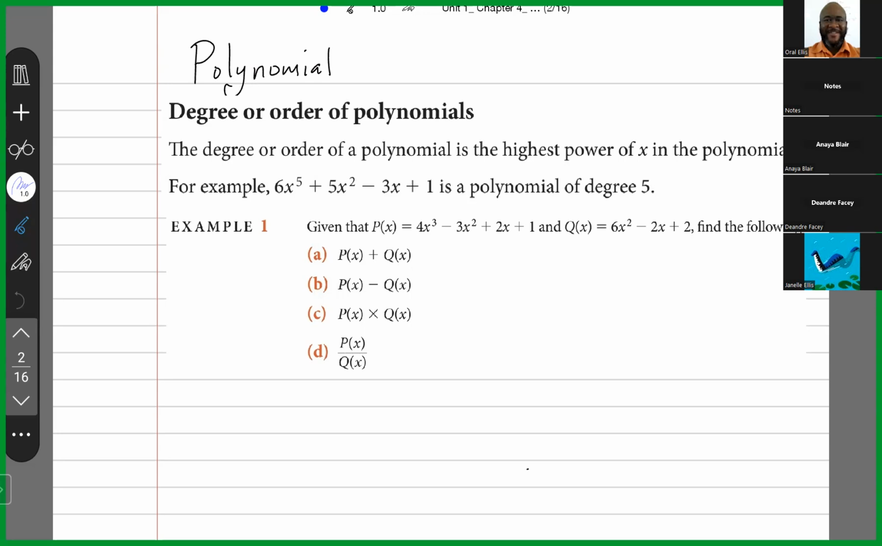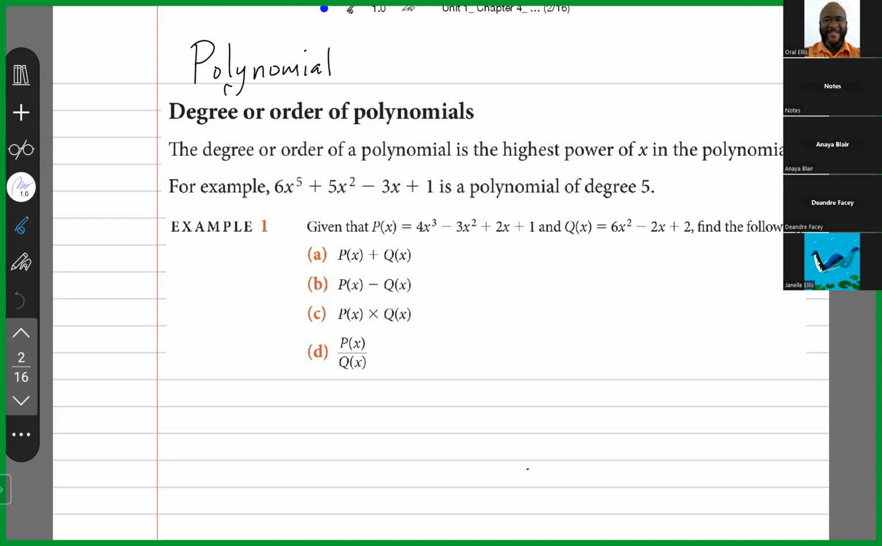All right, for example, 6x to the fifth plus 5x squared minus 3x plus 1 is a polynomial of degree 5. It is a polynomial of degree 5 because the highest power of x in the polynomial is 5. So the degree or order of a polynomial is the highest power of x in the polynomial, and in the example, the degree is 5.